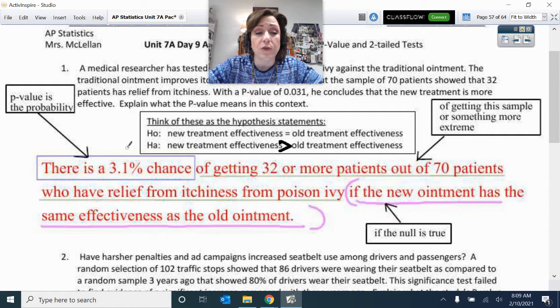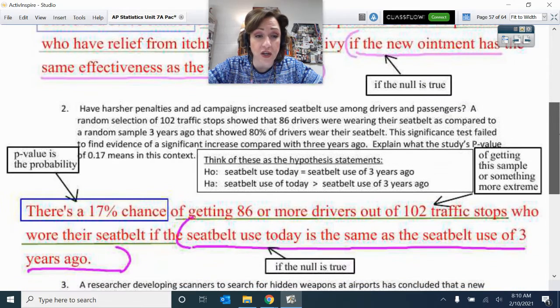So there is a 3.1% chance of getting these sample results of 32 or more patients of the 70 having relief from itchiness of the poison ivy, if the data is centered such that the new ointment has the same effectiveness as the old ointment. Okay, so that's what's going on here.